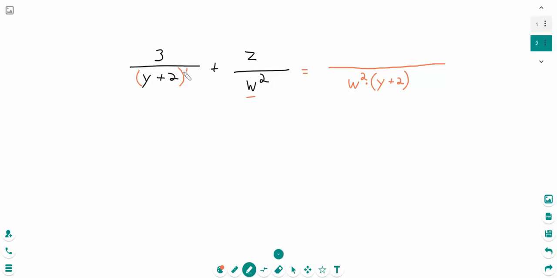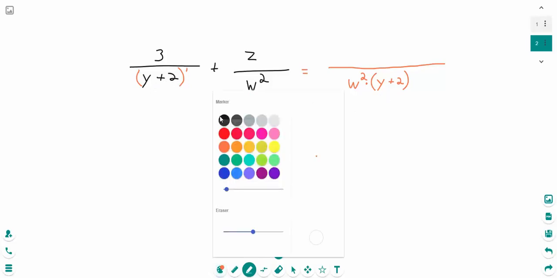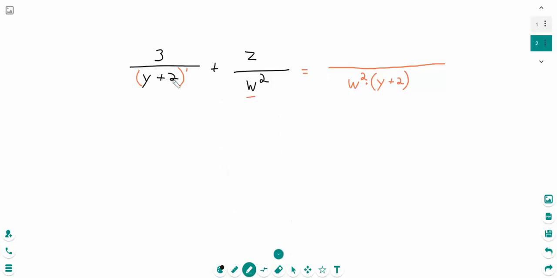Then in the numerator, we have to decide what did we multiply the denominator by to get to this common denominator, and do the same in the numerator. So in the denominator, we took y plus 2 and we multiplied it by a w squared. So this is being multiplied by a w squared, which means we need to multiply this by a w squared, and that's going to give us 3w squared, raised to the second power, I should say. We are going to be adding these, so that makes it simple.